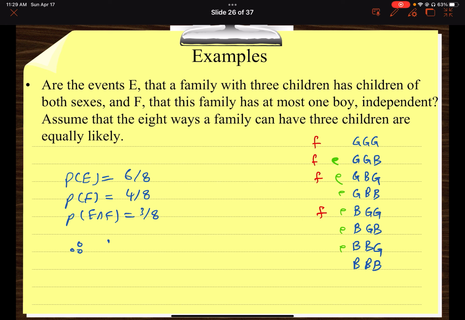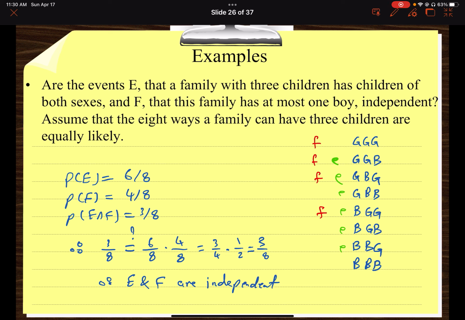So therefore, is the 3/8 equal to 6/8 multiplied by 4/8? Well, this one is what? 3/4 times 1/2, right? What does this equal? Independent or not independent? Independent. Therefore, E and F are independent. Is it clear, guys?